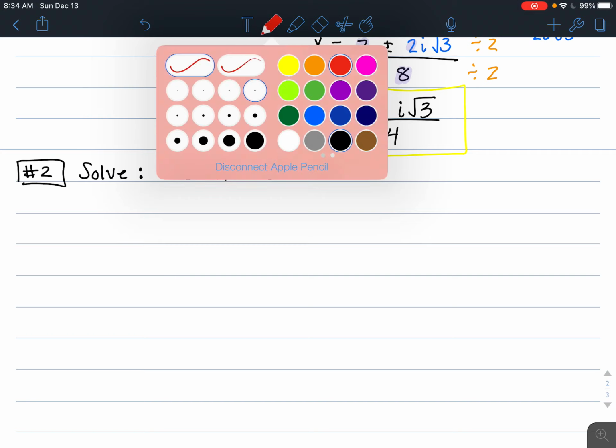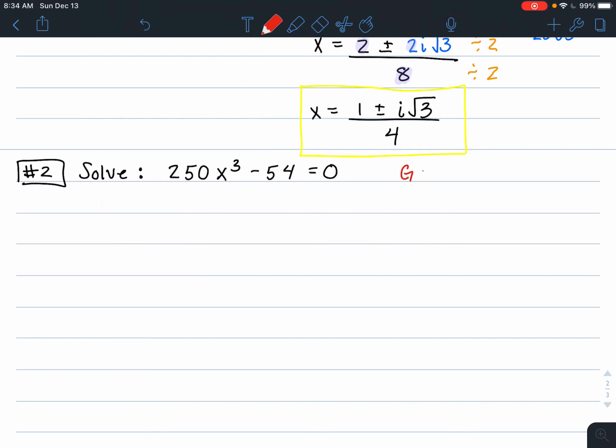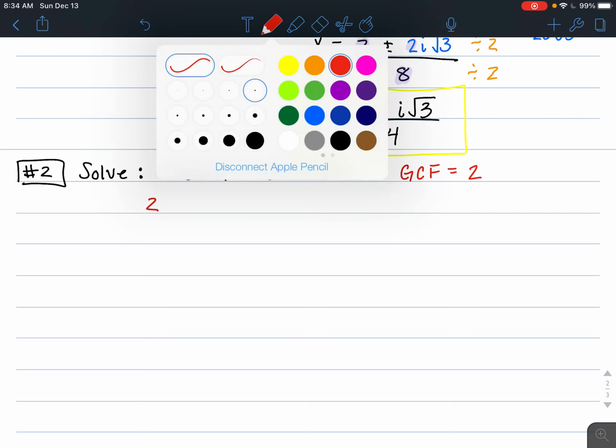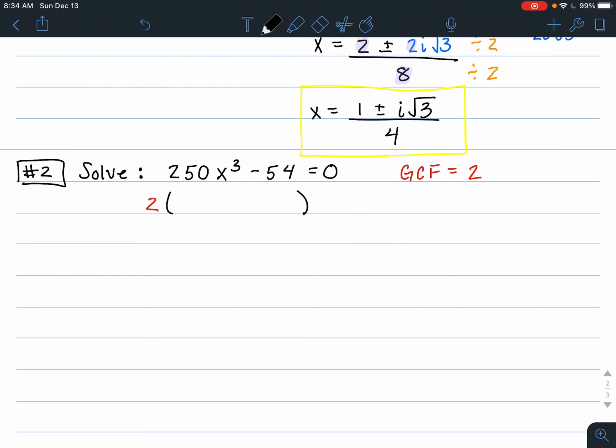So before we do anything else, let's take out a GCF. You always want to take out a GCF no matter what kind of factoring problem you're doing because it makes the numbers smaller. 250 and 54 are both even. They're both divisible by 2. So I'm going to take a 2 to the outside, and that's going to leave me with 125x cubed minus 27.